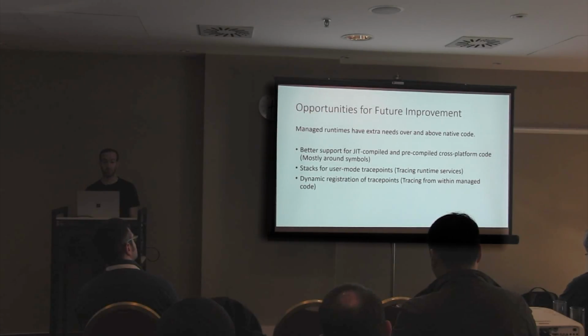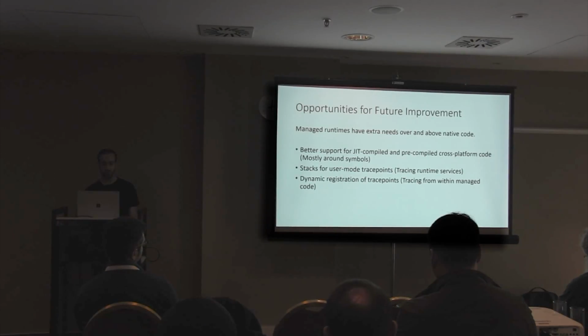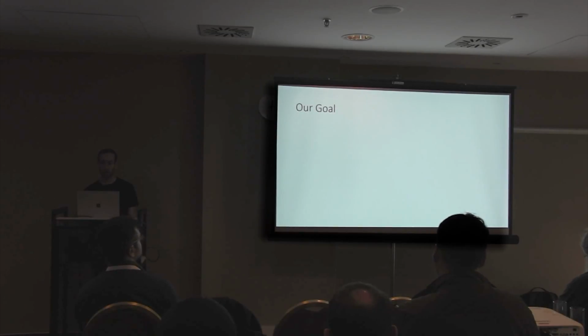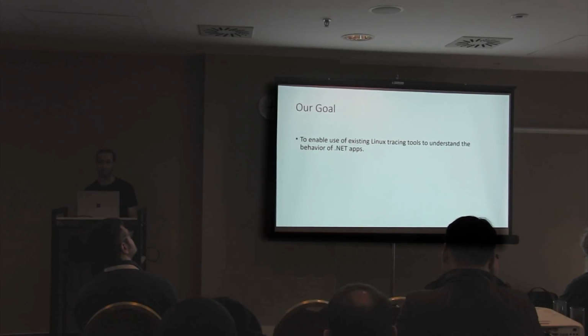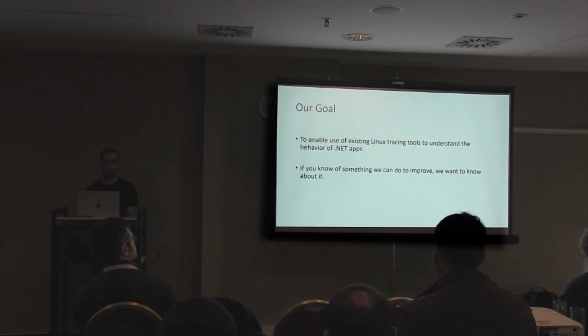And then dynamic registration of trace points so that any arbitrary managed code, whether or not it be .NET code, Python, etc., can generate its own trace points. So coming back around, our goal is to enable the use of existing tracing tools to understand the behavior of .NET apps. And so if you know something we can do to improve, having just sat through that talk, I would love to hear about it.